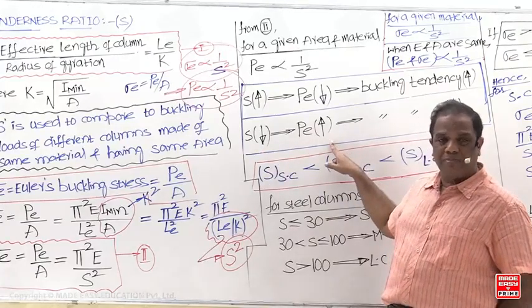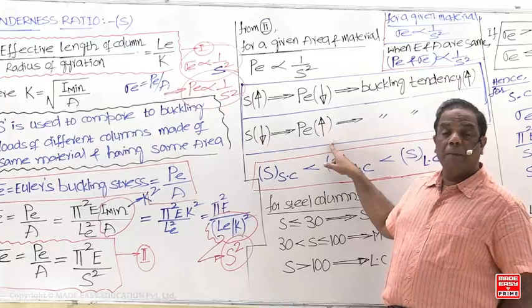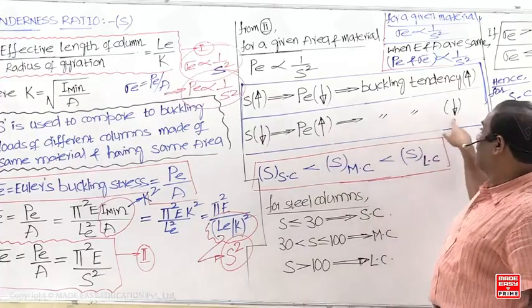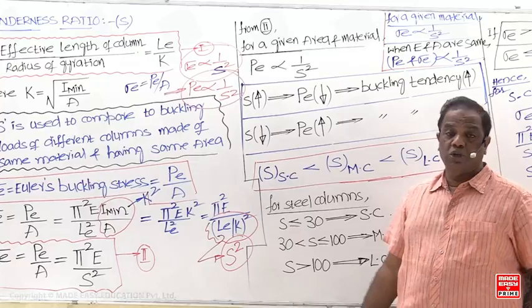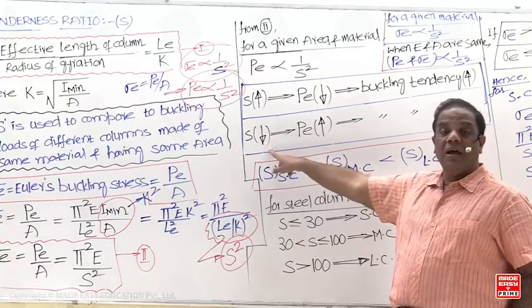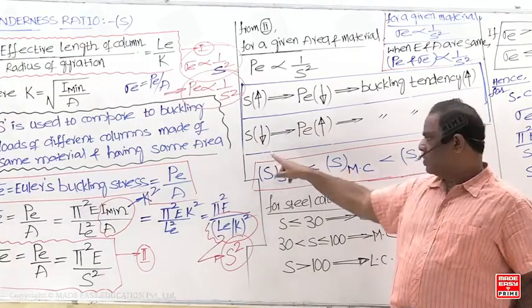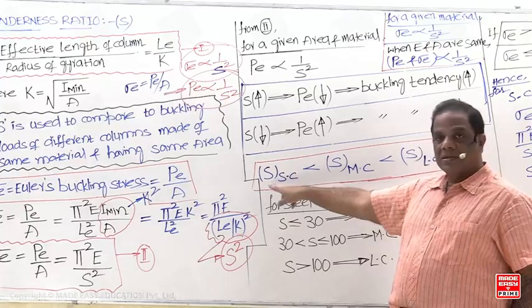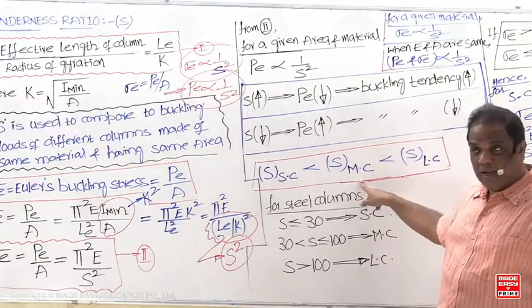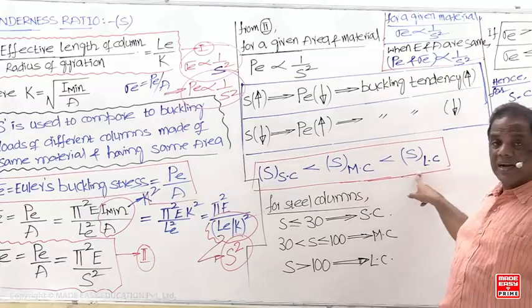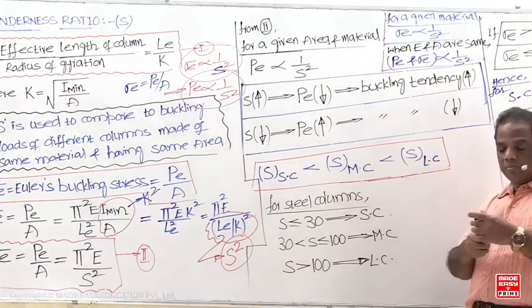Buckling load increases means the chance of buckling is less, the buckling tendency is less. This is an indication of a short column. A short column will have a lower slenderness ratio. That's why I have written that the slenderness ratio of a short column is less than the slenderness ratio of a medium column, which is less than the slenderness ratio of a long column.